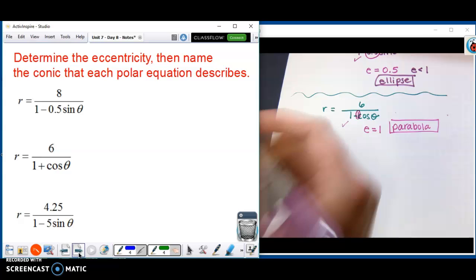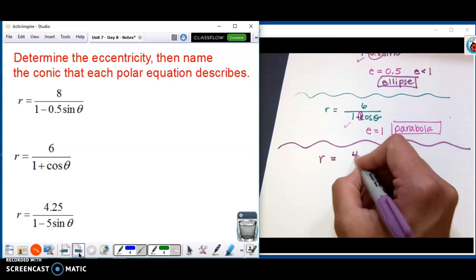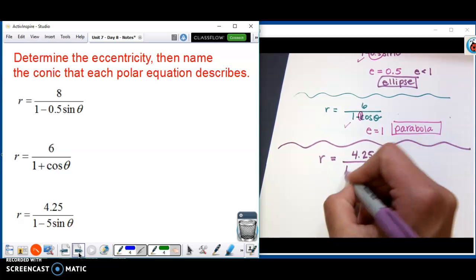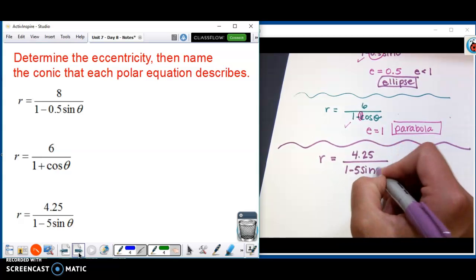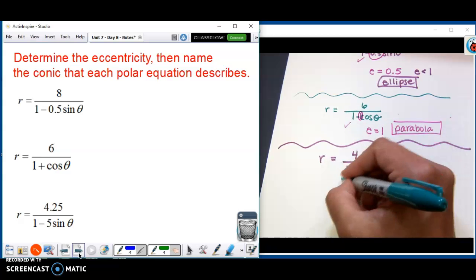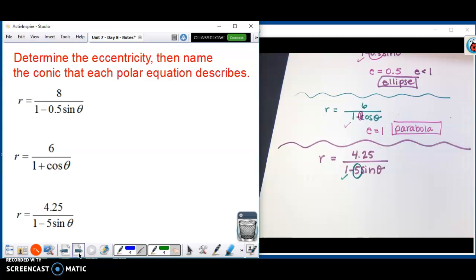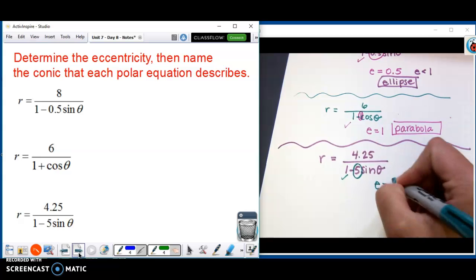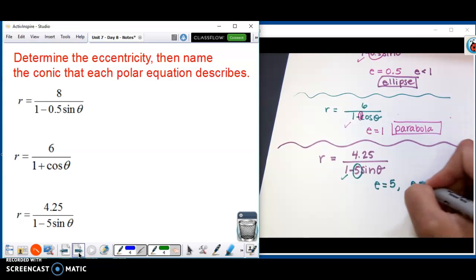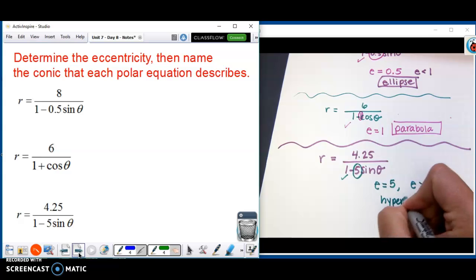Okay, and then the next one. So it should be a constant on top, which it is. It should be a 1 in front, which it is. Minus is fine. We're just taking a look at this 5. So our eccentricity is 5. Because that eccentricity is bigger than 1, then this is a hyperbola.